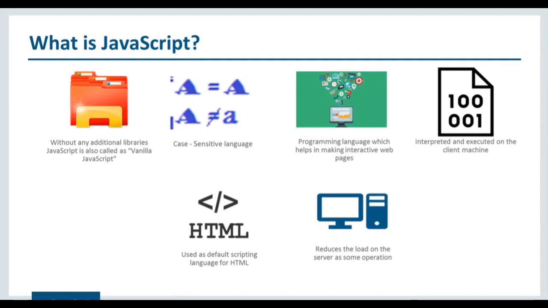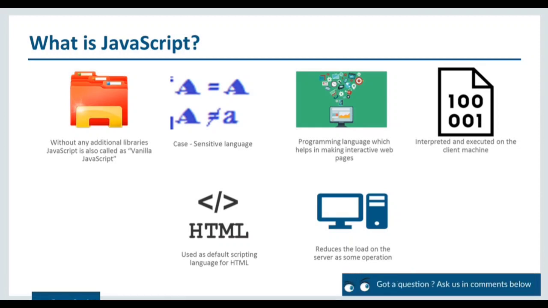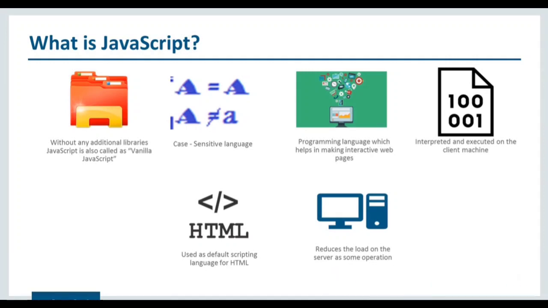JavaScript is a case sensitive language. It is a programming language, or rather, to be very specific, it is called a scripting language which helps in making interactive web pages, or adding some dynamicness to the web page. How is it interpreted? It is interpreted and executed on the client machine, that is, on the browser. It is used as the default scripting language for HTML pages. This language reduces the load on the server as some operations are done on the client side.